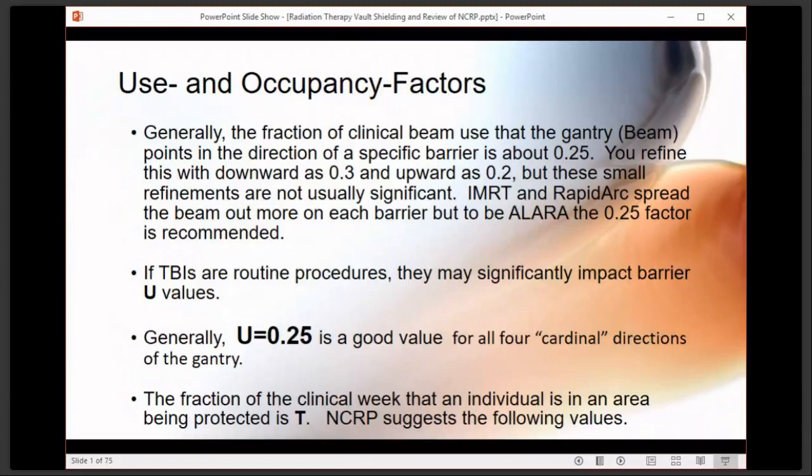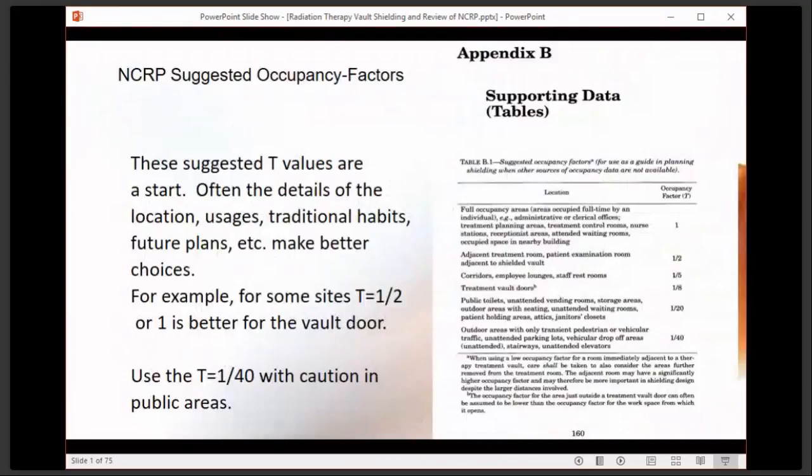The fraction of the clinical work week that an individual is in an area being protected is called the occupancy factor. NCRP has some suggestions for these values. And this table, I hope you can read it, it's kind of small, but it gives you, okay, if this is a fully occupied area, administrative clerk, treatment planning area, whatever, use a full occupancy. If it's a hallway, employee lounge, staff rest area, you might take a 1/5.